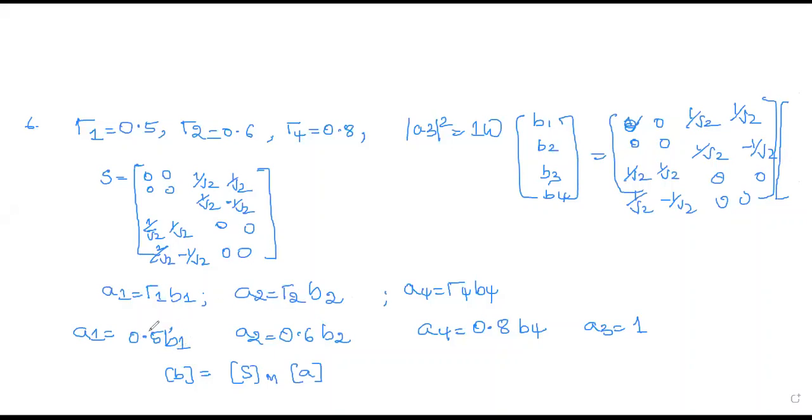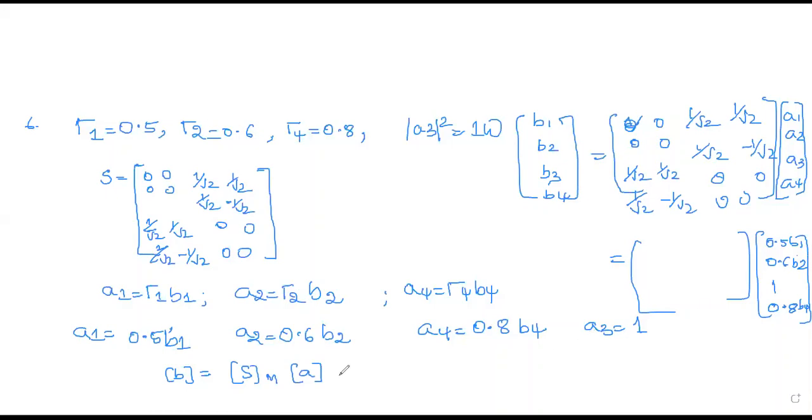For A1, we know it is actually here A1, A2, A3, A4. So in the term of your A1, copy down the S matrix same here. Where you have A1, it will be 0.5 B1. Second term is 0.6 B2. Third term is 1. Fourth term is 0.8 B4. So first write this matrix. Then we'll solve for each equation taking B1, B2, B3 and B4.